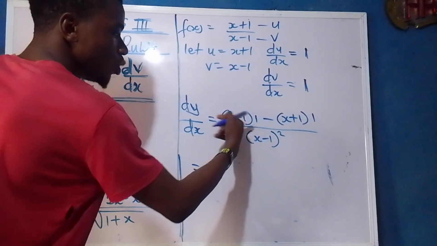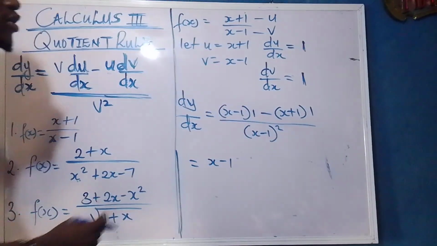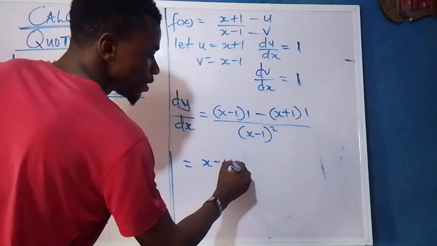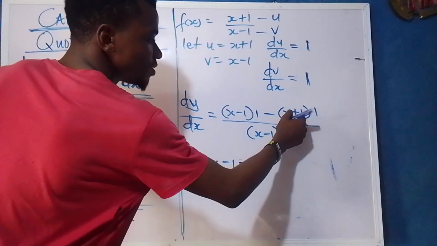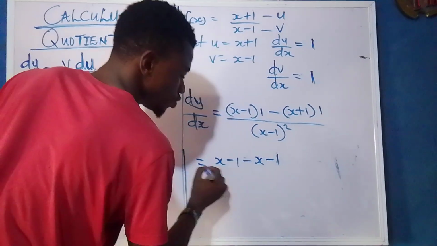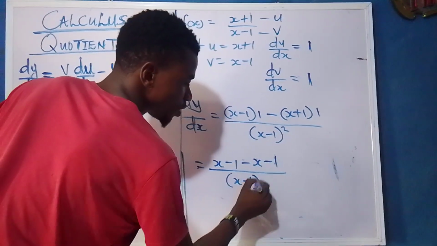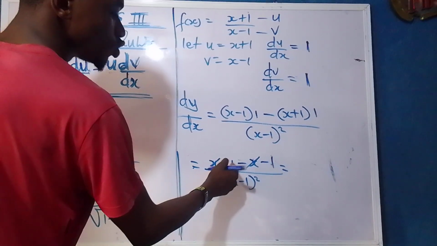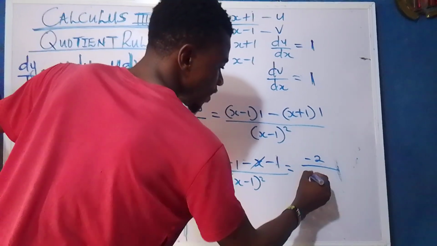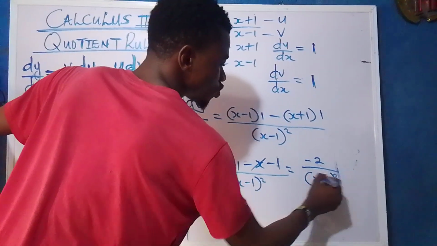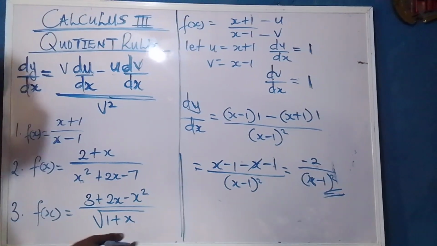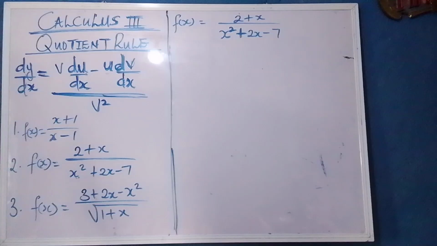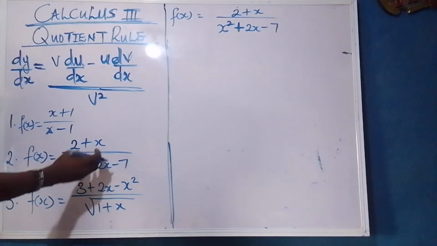So if I multiply all through, open up the bracket, that will be x minus 1, because the 1 outside there doesn't have any effect on the values here. Then if I multiply this, that will be minus x, then minus times plus 1, that's minus 1, over x minus 1 all squared. Which is equivalent to saying that x minus x cancels, we are left with minus 1 minus 1, which is minus 2 over x minus 1 all squared. So this is the value of our dy/dx using quotient rule. We're going to be solving the next problem in the next video. So guys, stay tuned.